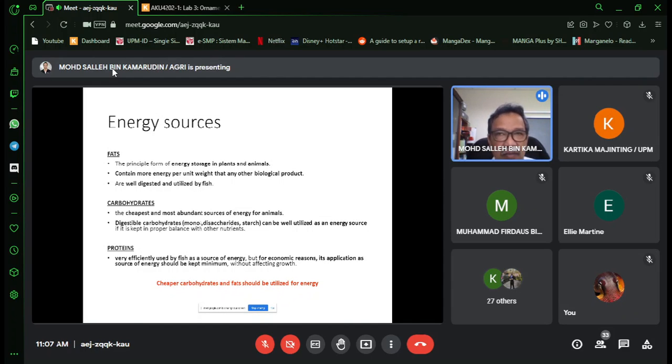You're talking about rice, bran, banyak broken rice, wheat, flour, they are abundant, sagu dan sebagainya. That's why harga dia murah, dia boleh grow dalam bulk. And digestible ni kalau tengok dia well utilized energy source kalau in form of starch, disaccharide dan monosaccharide. Tapi ada juga ikan yang tak boleh accept monosaccharide ni. Nanti saya cerita sedikit kemudian.